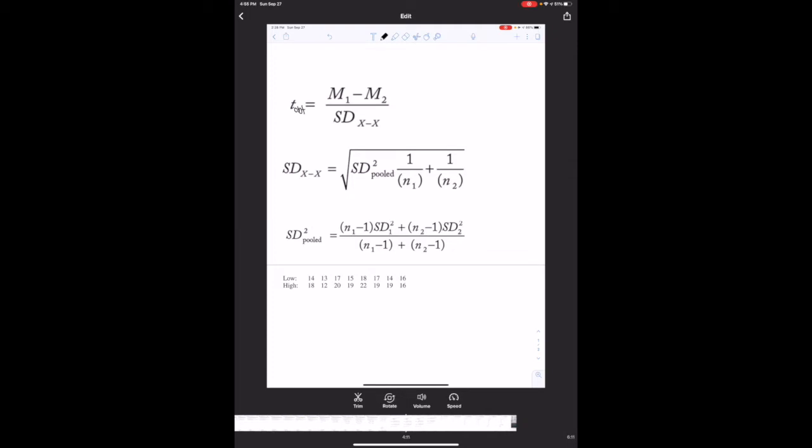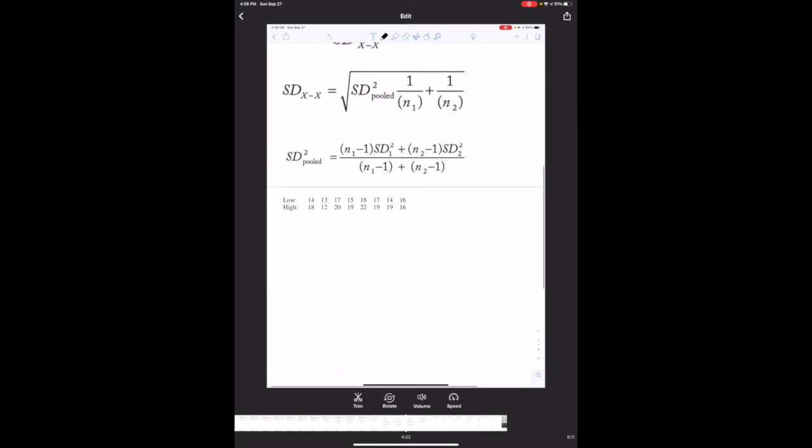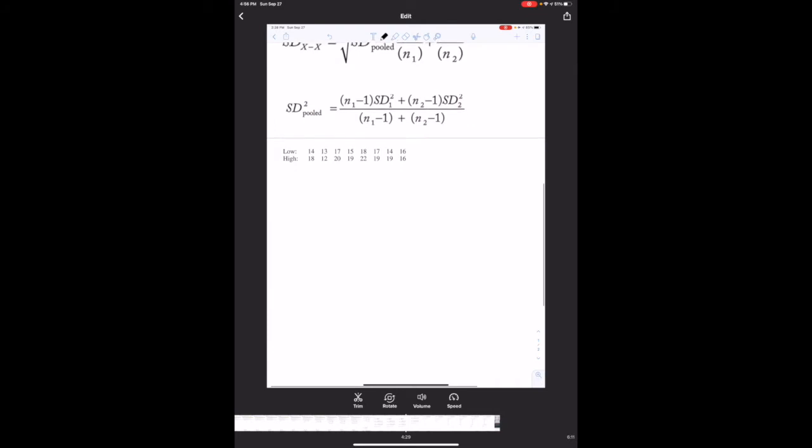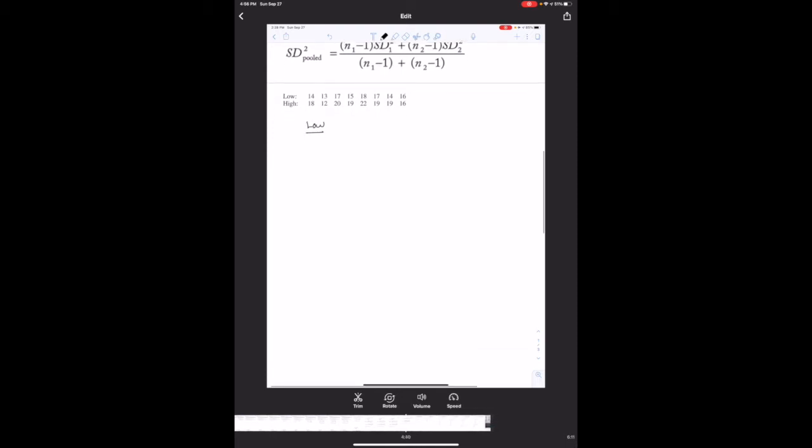The standard error of the difference is equal to the square root of the pooled variance times 1 over n1 plus 1 over n2. And then you see the formula for pooled variance: n1 minus 1 times the variance for 1 plus n2 minus 1 times the variance for 2, all over n1 minus 1 plus n2 minus 1. But the first thing we need is the sample means, and we need the standard deviations. I don't want to go through both of these standard deviations together.